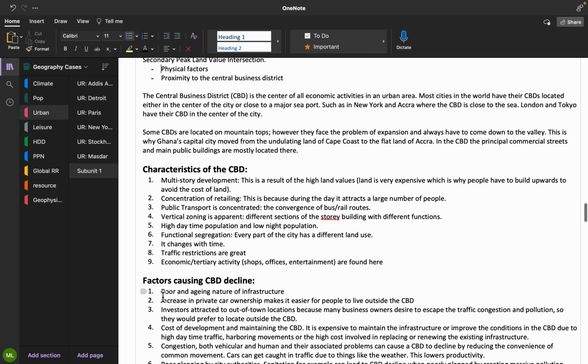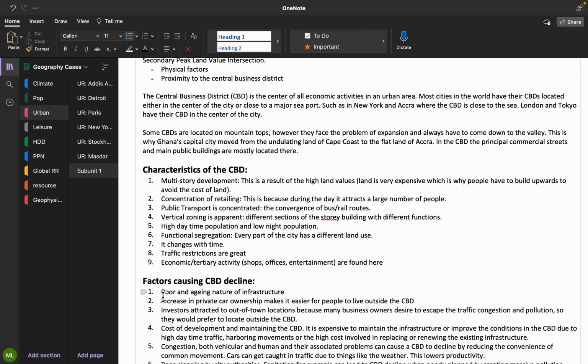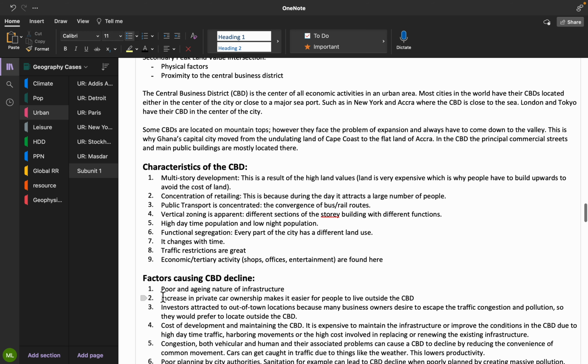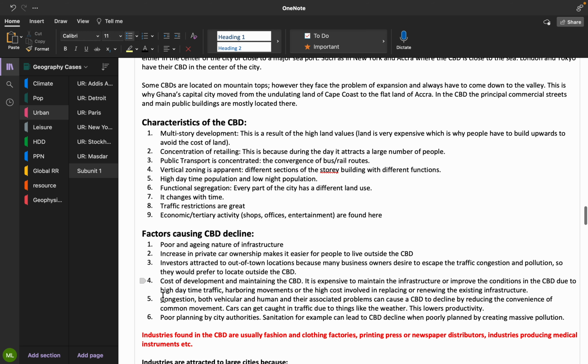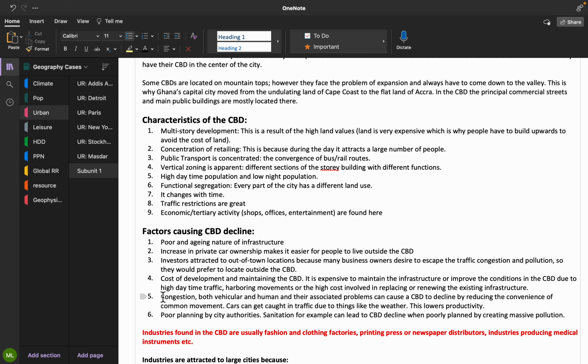Some CBDs are located on mountaintops, which face a lot of problems with expansion and always have to come down to the valley. This is why Ghana's capital city moved from the undulating land of Cape Coast to the flat land of Accra. So in the CBD, the principal commercial streets and main buildings are mostly located there. They moved their CBD. So there are always characteristics to things. So yes, I do have characteristics of the CBD.